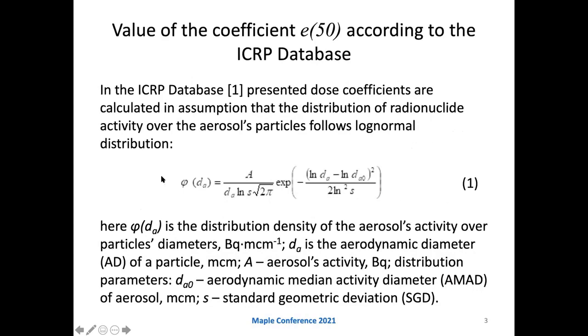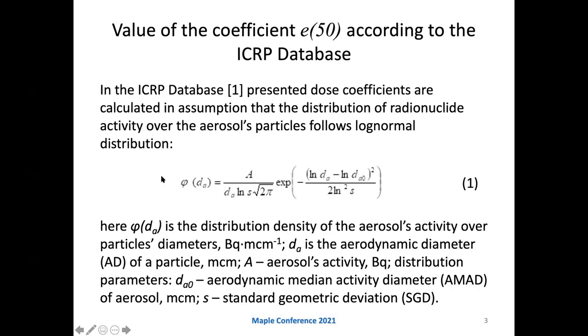Today, the ICRP database is widely used to determine dose coefficients for different radionuclides, and those coefficients presented in this database are calculated in the assumption that the distribution of radionuclide activity over the aerosol particle follows the log-normal distribution presented on this slide.